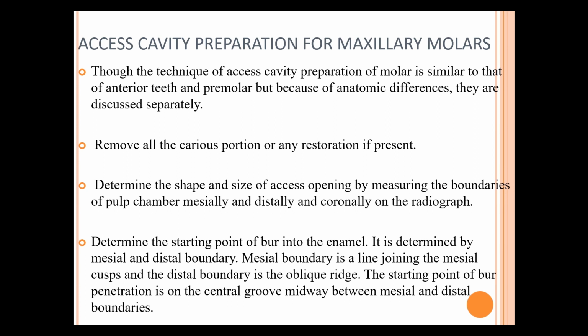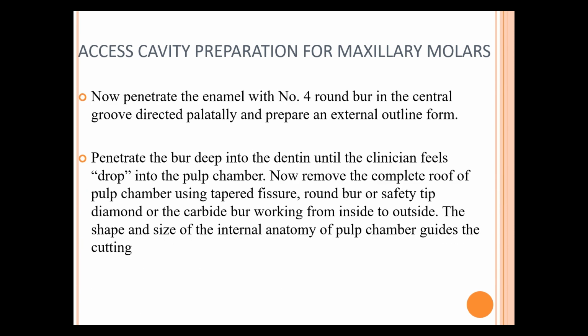The mesial boundary is a line joining the mesial cusps and the distal boundary is the oblique ridge. The starting point of bur penetration is on the central groove, midway between the mesial and distal boundaries. Now penetrate the enamel with a number 4 round bur in the central groove, directed palatally, and prepare an external outline form. Penetrate the bur deep into the dentine until the clinician feels a drop into the pulp chamber. Now remove the complete roof of the pulp chamber using a tapered fissure bur, round bur or safety tip diamond or carbide bur, working from inside to outside. The shape and size of the internal anatomy of the pulp chamber guides the cutting.